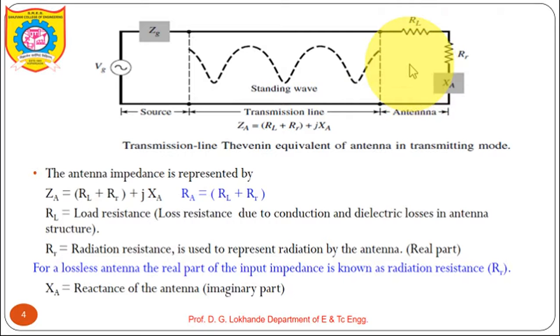Here the components of the antenna are the load resistance RL, the radiation resistance, and XA, which is the reactance of the antenna. So these are the three different components we get. The antenna impedance is represented as the addition of RL, the load resistance, plus the radiation resistance, plus jXA, the reactance of the antenna.